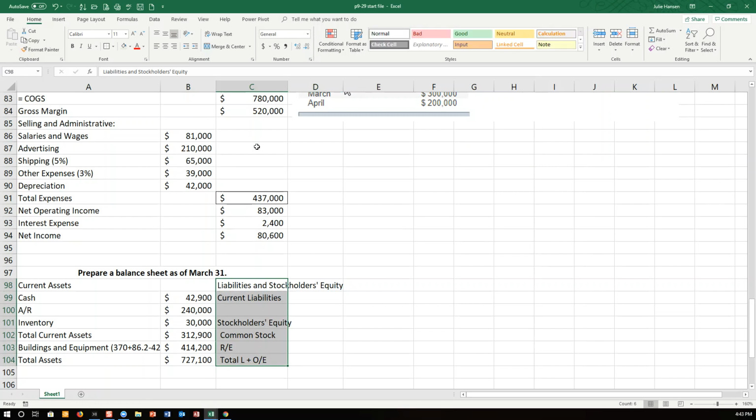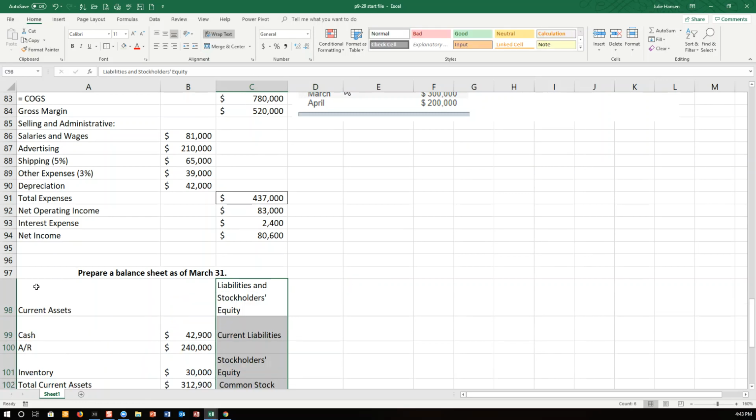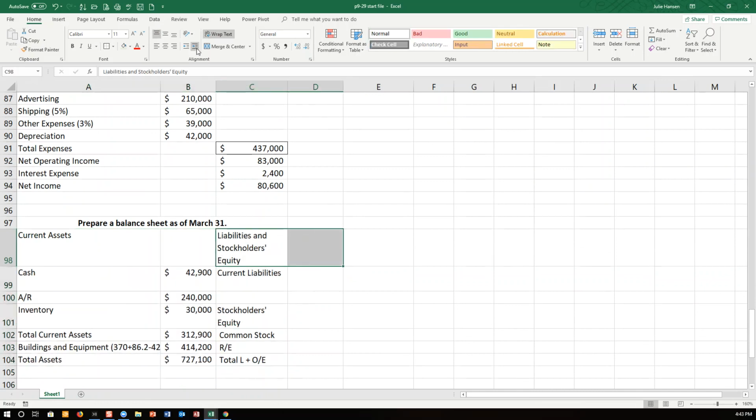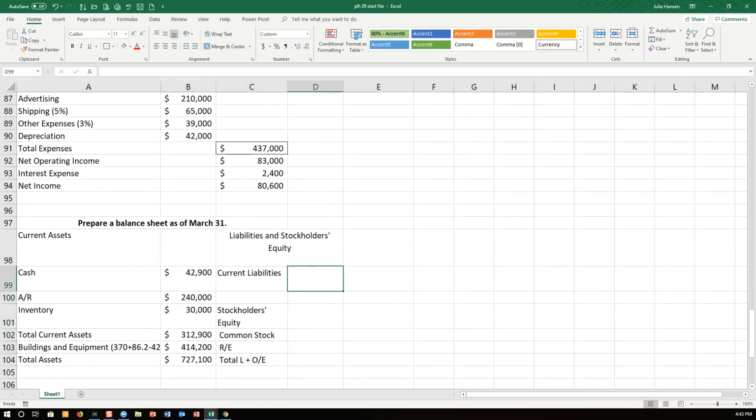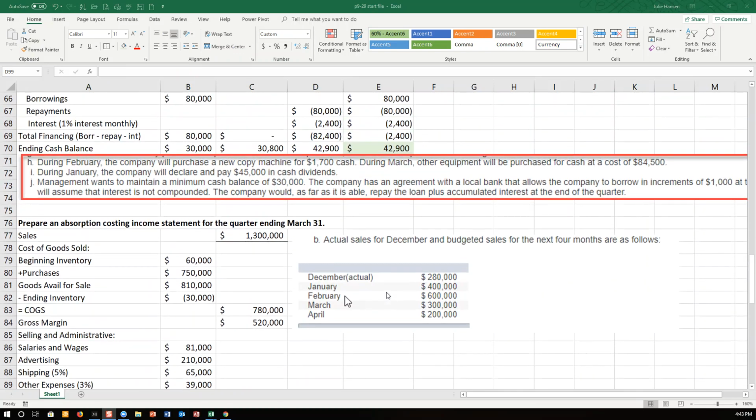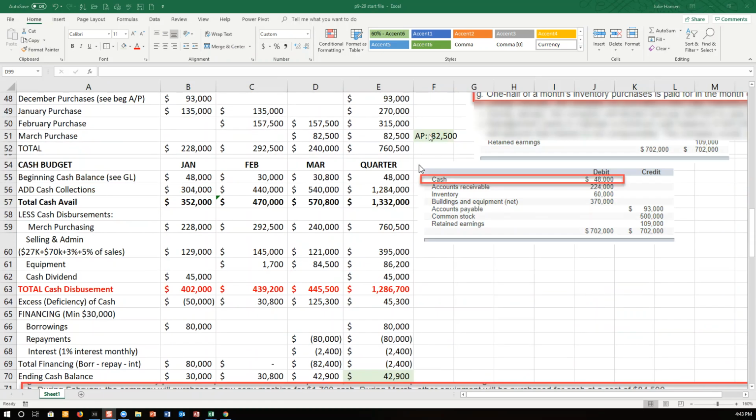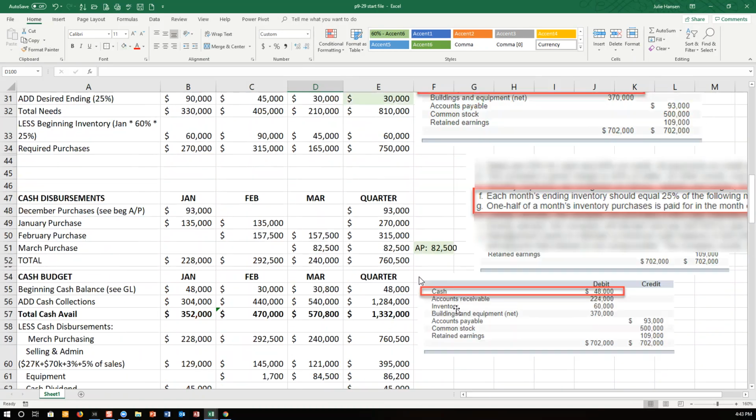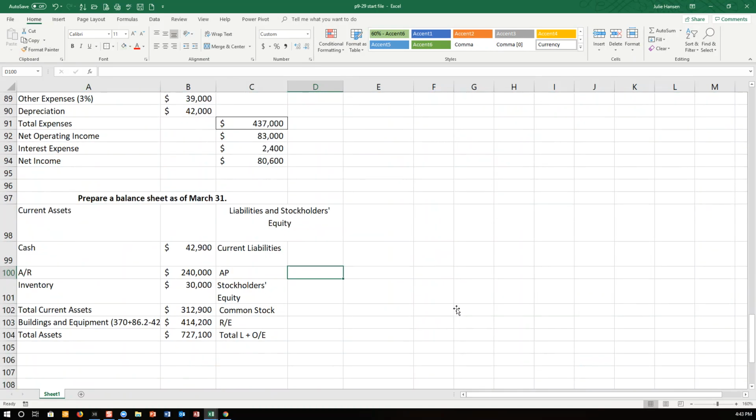Now my liabilities and stockholders' equity. What are my current liabilities? For this problem, the only current liabilities I have are my accounts payable. We made a little note up there about what our accounts payable balance was, which was 82.5. That represented half of what we needed to pay for our March sales that we're going to pay in April.